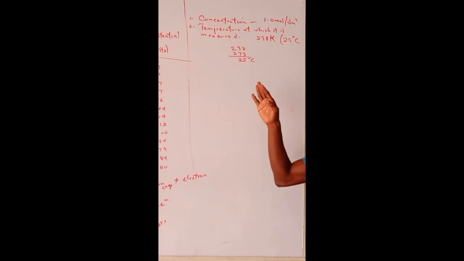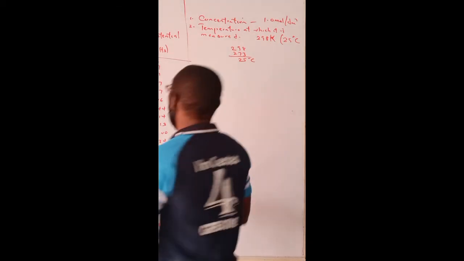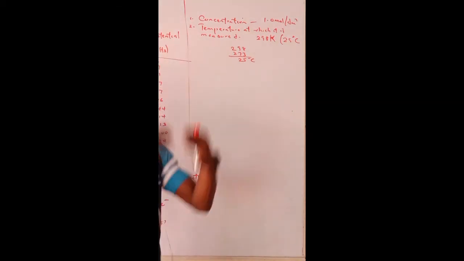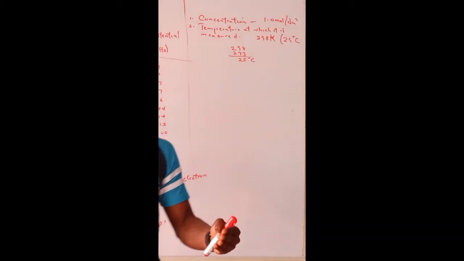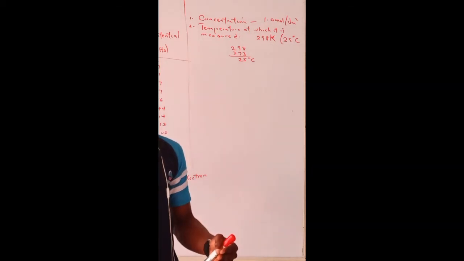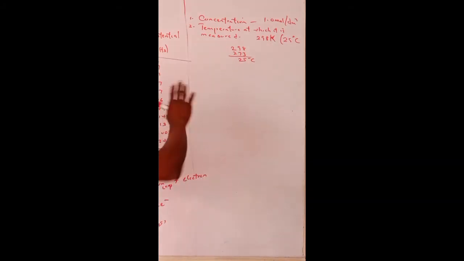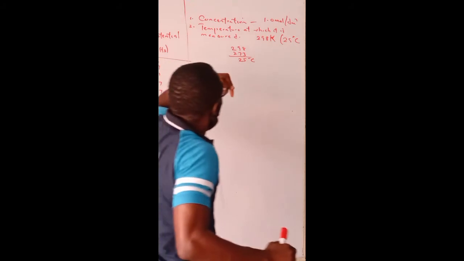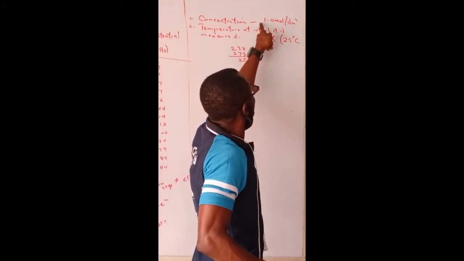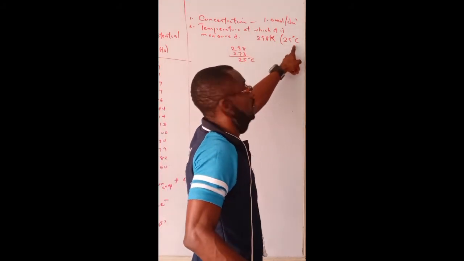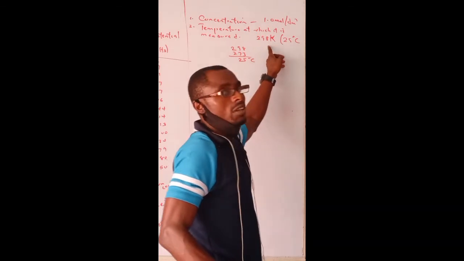So let's see if we can define standard. We will be talking about electrode potential. Now we are talking about standard electrode potential. When you talk of electrode potential, that's ordinary. But when the concentration is 1 mole per dm³ and the temperature is 25 degrees Celsius or 298 Kelvin, that's standard.